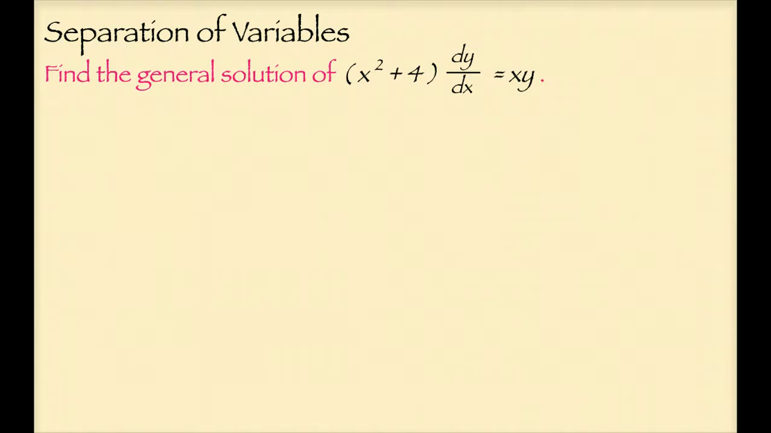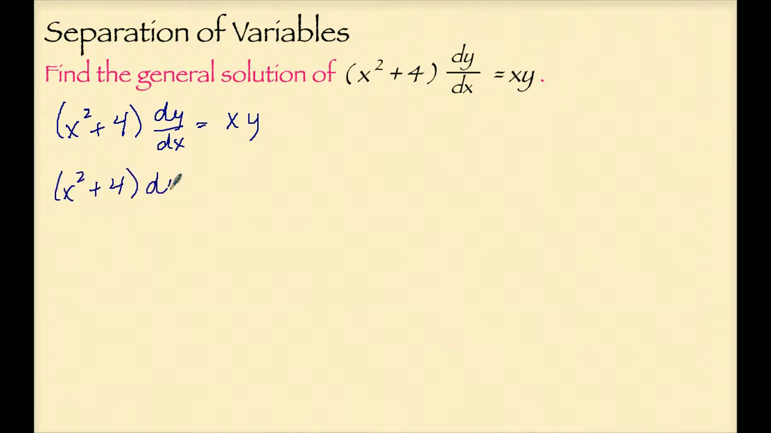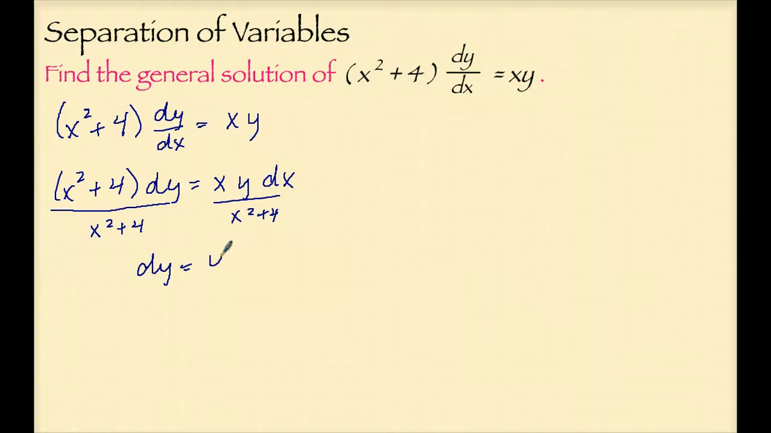We have x squared plus 4 dy/dx equals xy. First, I'll multiply both sides of the equation by dx so that that differential will be on the right side of the equation. Now let's divide both sides by x squared plus 4. This gives me dy on the left side is equal to y times x over x squared plus 4 dx.